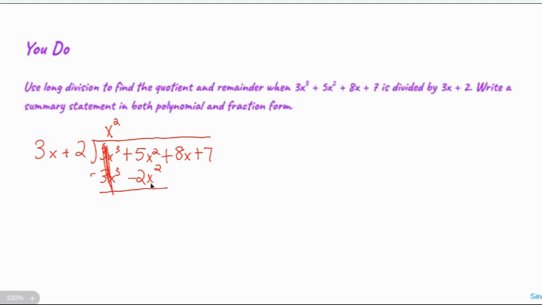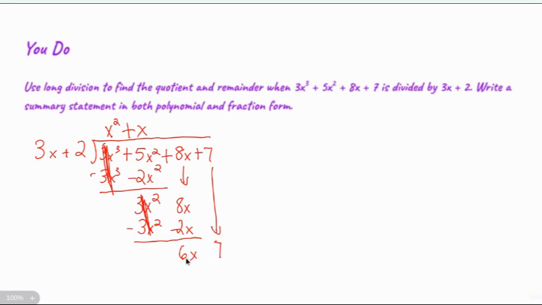These cancel, and we get 3x squared, and we'll only bring down 8x. And then 3x times what gives me x squared? Well, that would just be plus x. So we get 3x squared here. 2 times x is 2x. And then we're going to subtract again. So this cancels. We get 6x. And then we'll bring down our 7.